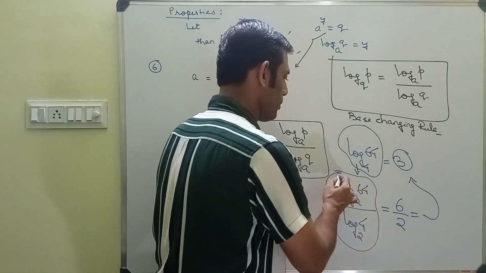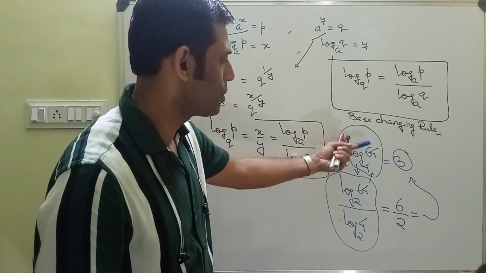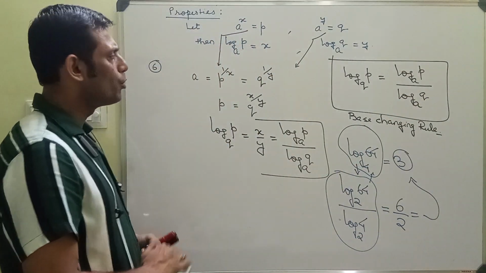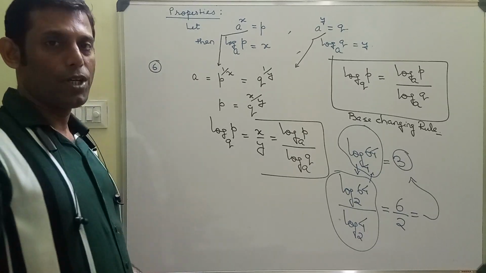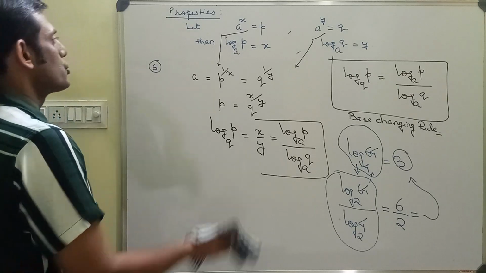Just as this is writable and that is writable, they are interchangeable. You can convert this to that or that to this. Interchangeable, it's an equation. I hope you understand. This is the base changing rule of logarithms. Alright dear, let's go ahead.